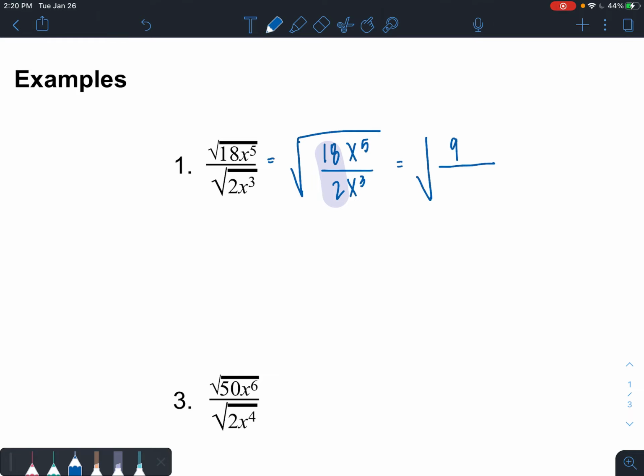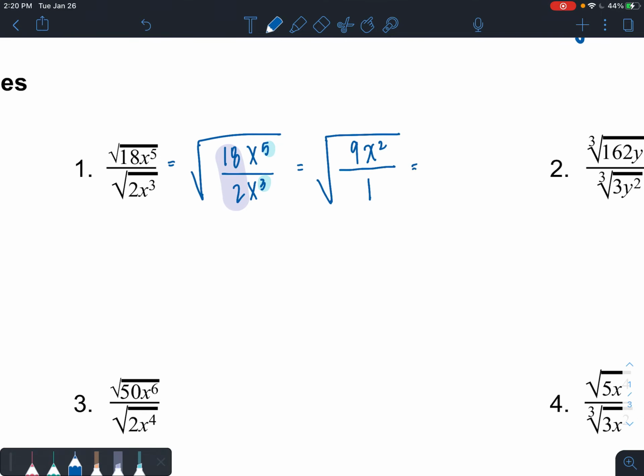And then x to the 5th minus 3. 5 minus 3 gives me x to the 2. And it is greater in the numerator, and we're left with 1 in the denominator. So then we'll just leave it as the square root of 9x squared. Taking the square root of 9, we get 3, and the square root of x squared is just x. So that right there is our answer.